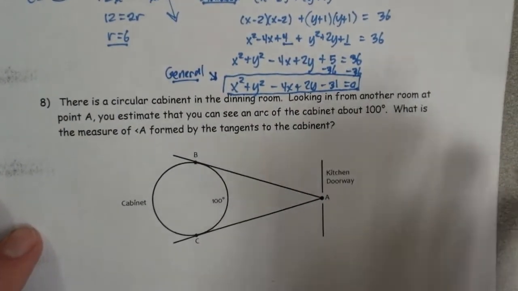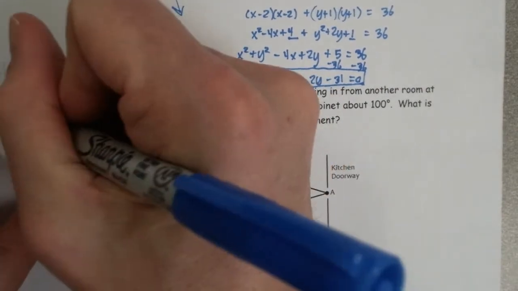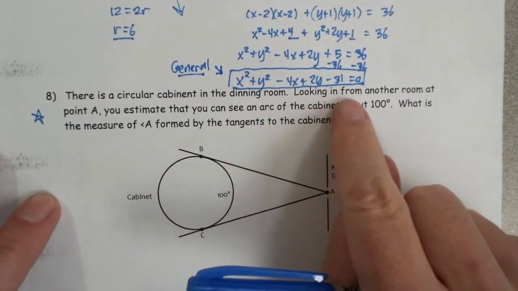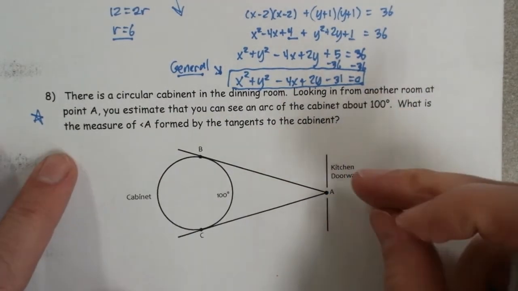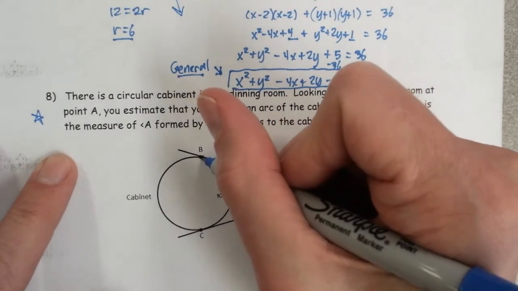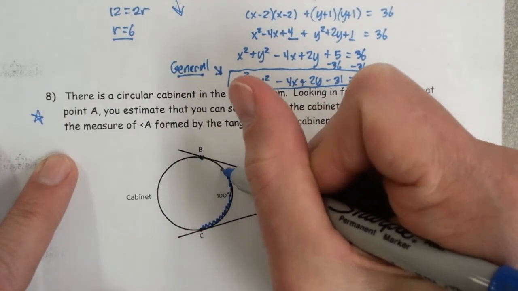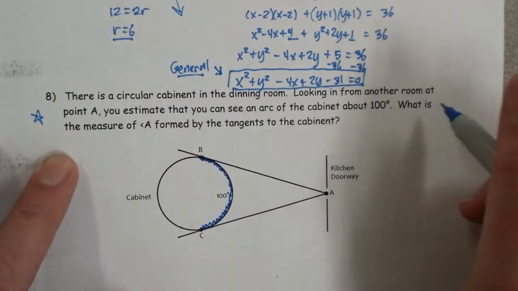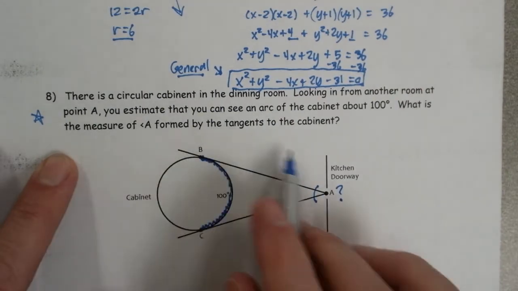Okay, question number 8. There is a circular cabinet in the dining room. Looking in from another room at point A, over here, you estimate that you see an arc of the cabinet of about 100 degrees. So this arc right here from B to C, along the minor part of it, is 100 degrees. What is the measure of angle A formed by the tangents to this cabinet?